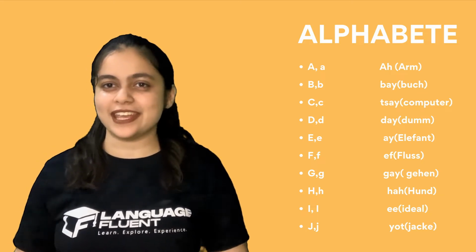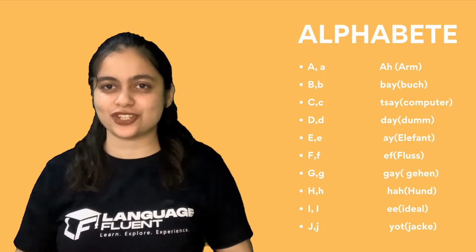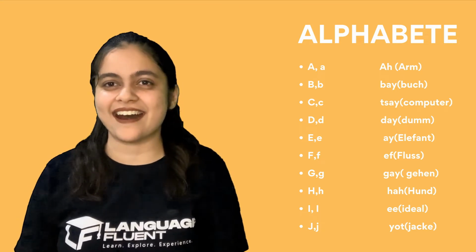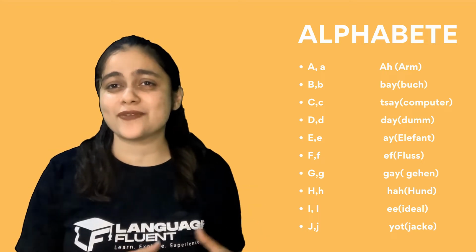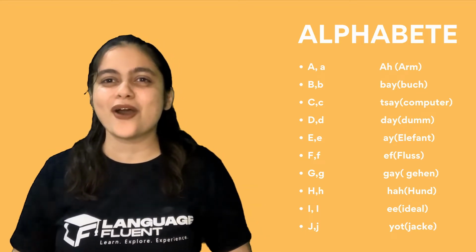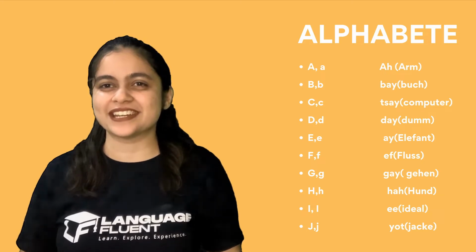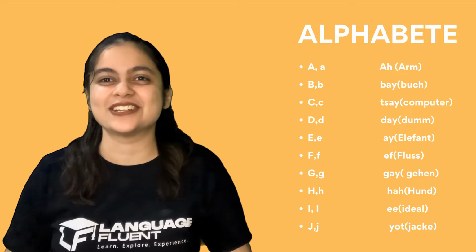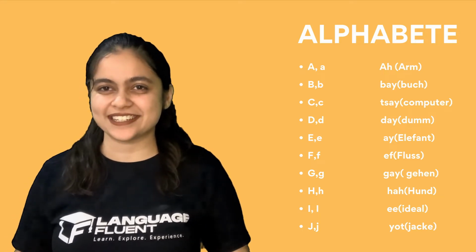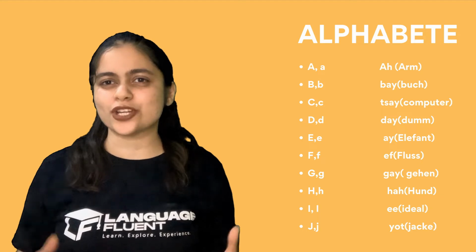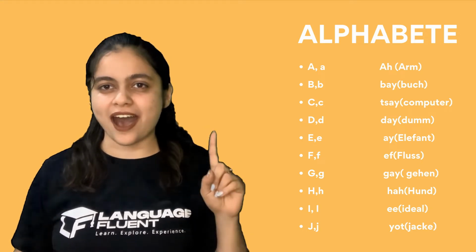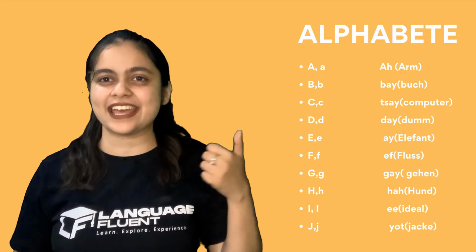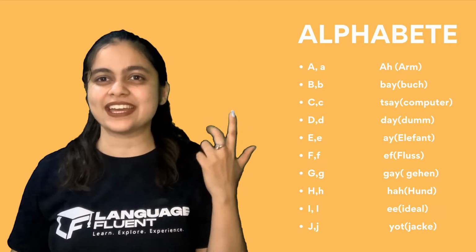Then the next one is H. So H in German is pronounced as "ha". Now the word that I would like to share for H is Hund. Now this one is my favorite because I'm an animal lover, and Hund means a dog. Okay? So what do we have till here? We have A, B, C, D, E, F, G, H.